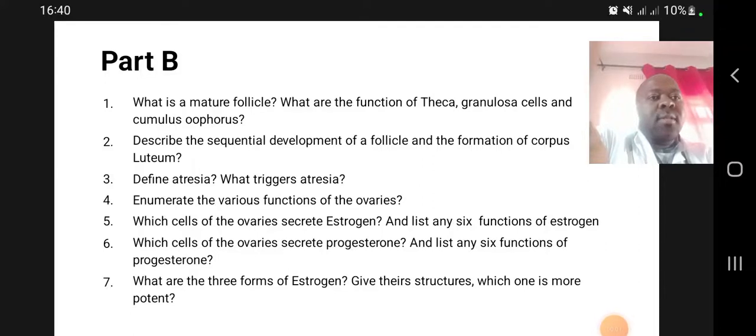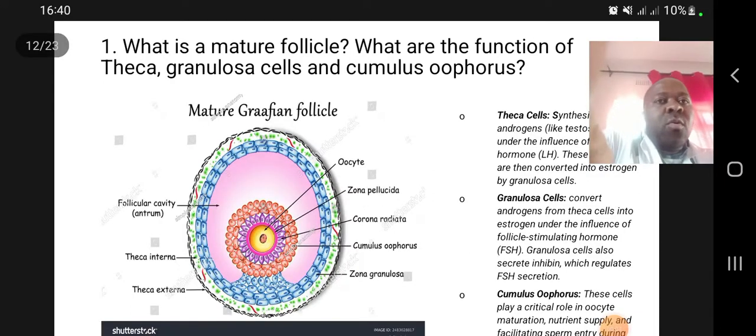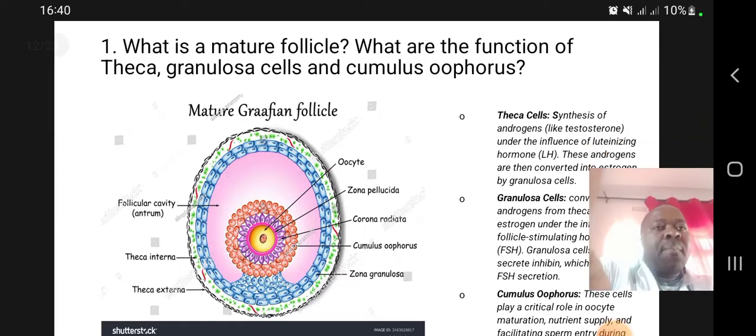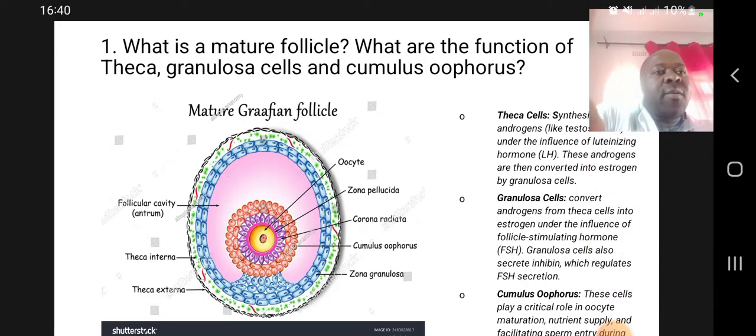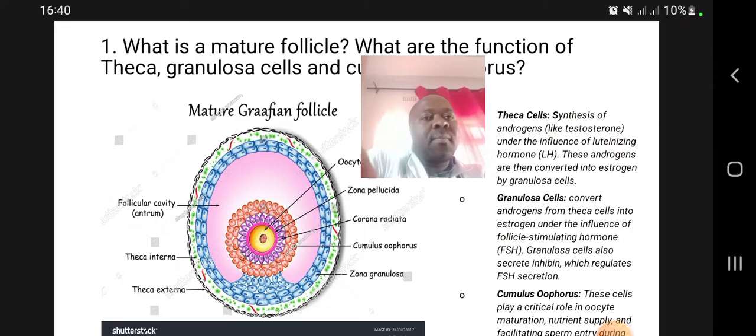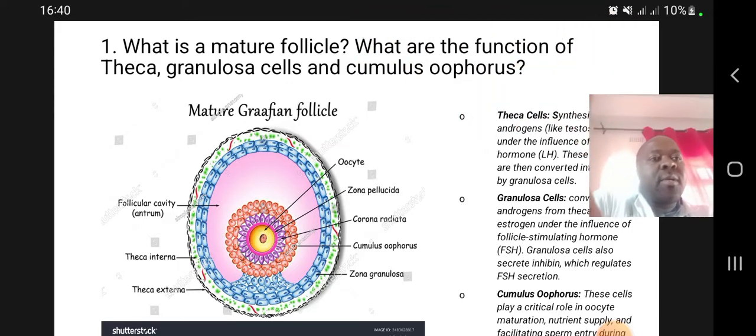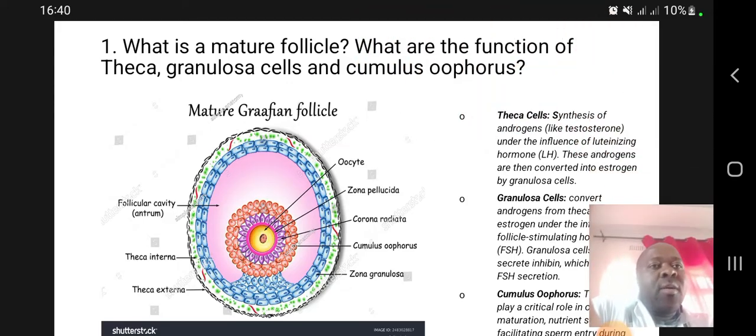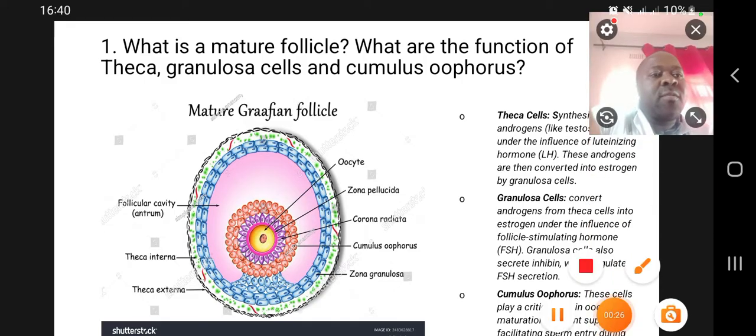So let's look at part B. What is a mature follicle? What are the functions of theca cells, granulosa cells and cumulus oophorus? Cumulus oophorus. Okay, now this one is a structure of the Graafian follicle.